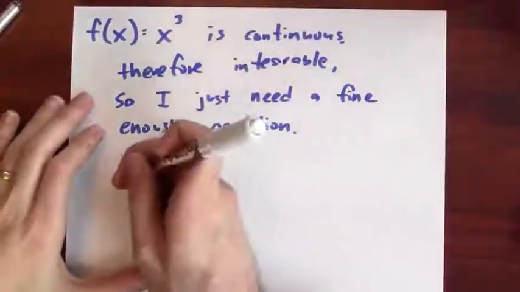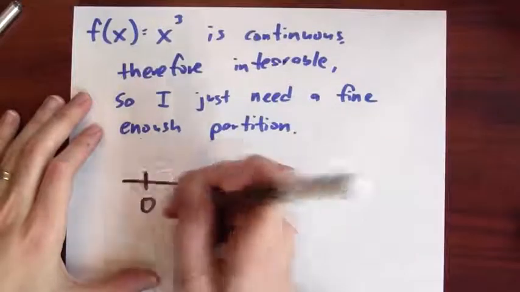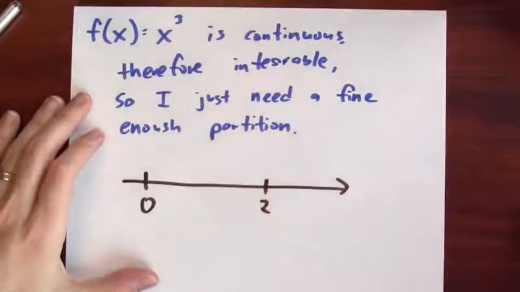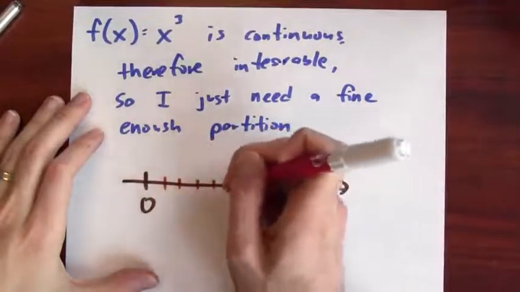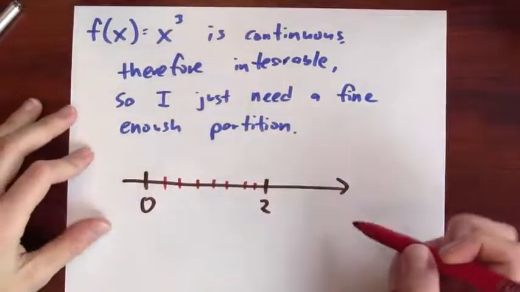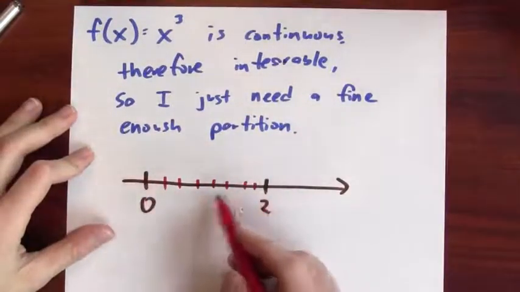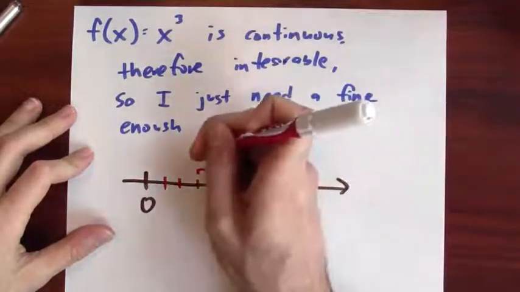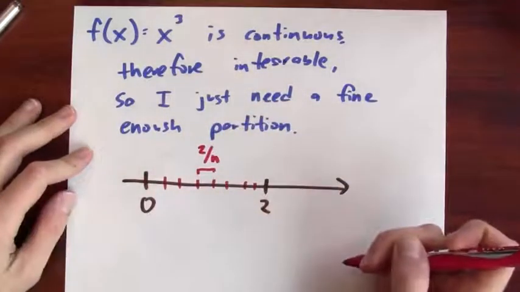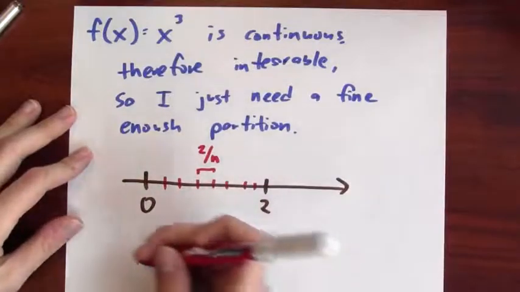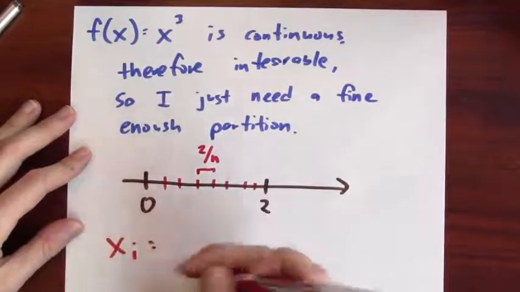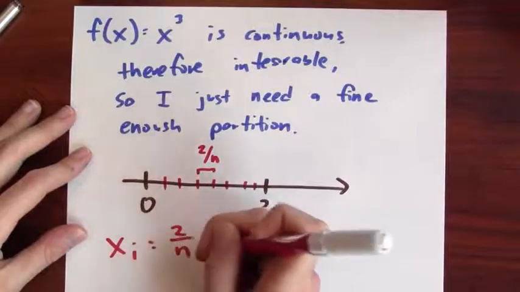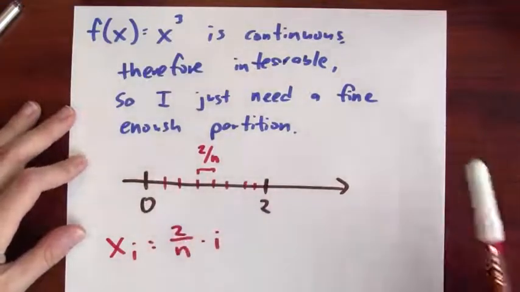So I'll cut the interval from 0 to 2 into n pieces. Pictorially, I want to start with the interval between 0 and 2, and I want to cut it up into n pieces. Now, the length of this whole interval is 2 units long, so each of these pieces should have a width of 2 over n. And that lets me write down the formula. The cut point, x sub i, will be 2 over n times i. And that works out great.